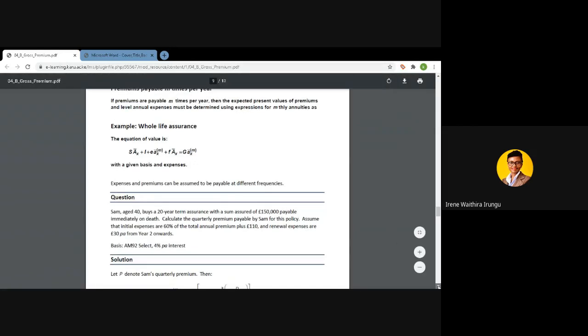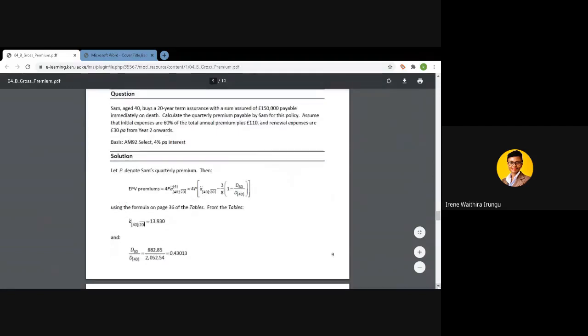So we can look at a question. Sam, age 40, buys a 20-year term assurance with a sum assured of 150,000 payable immediately on death. Calculate the quarterly premium payable by Sam for this policy.